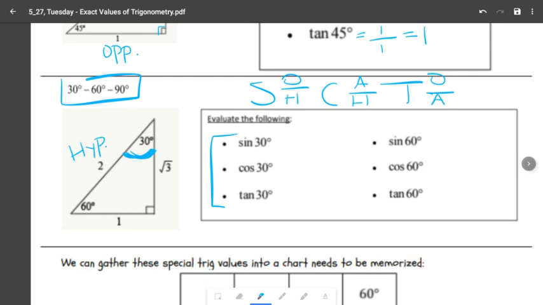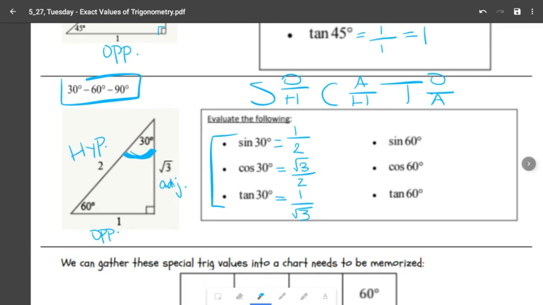So opposite the 30 is the 1. So adjacent to the 30 is the radical 3. So sine of 30 opposite over hypotenuse is 1/2. Cosine 30 adjacent over hypotenuse is radical 3 over 2. And tangent of 30 opposite over adjacent is radical 3.